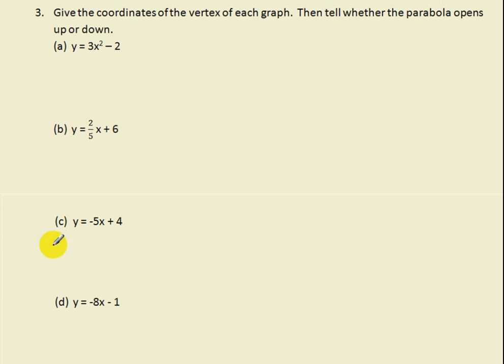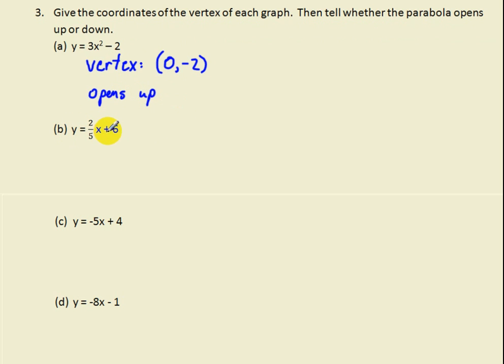And then finally, number 3, give the coordinates of the vertex of each graph and then tell whether the parabola opens up or down. So if you look at all of these cases, remember b is equal to 0. When b is equal to 0, the vertex is always going to be along the y-axis, and so the x-coordinate of the vertex will be 0. The y-coordinate of the vertex is simply the value of c, negative 2. So the whole graph gets shifted down 2 units, which means the vertex was shifted down 2 units. Instead of being at the origin, it's at 0, negative 2. Now because a is positive, this graph will open up, or upward.